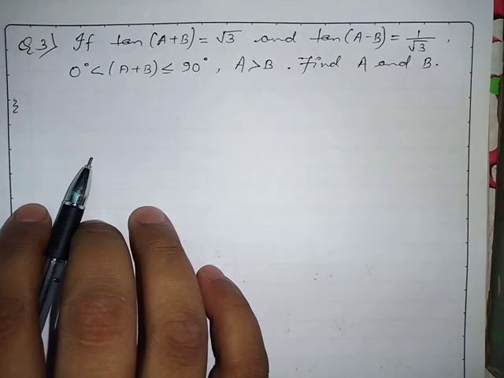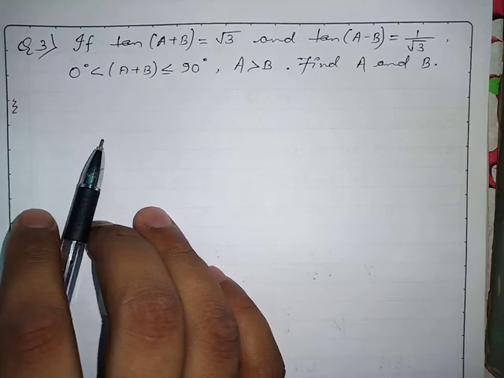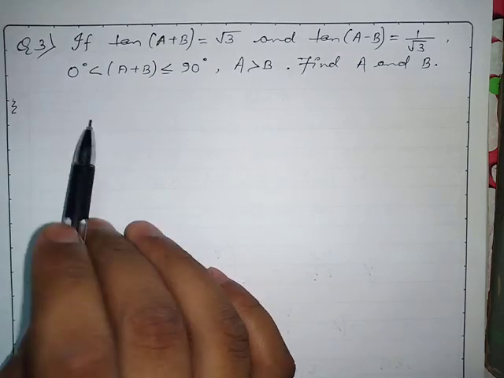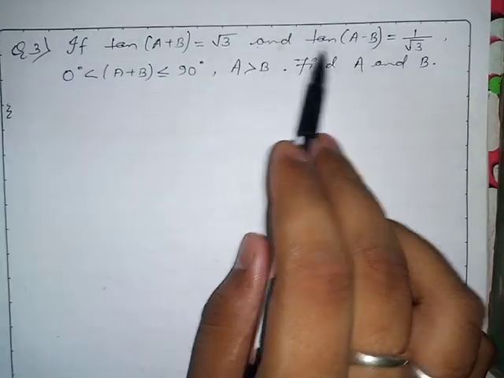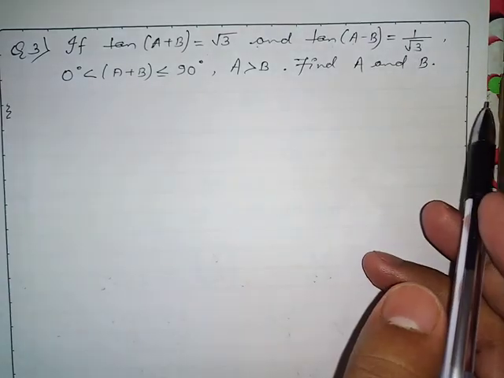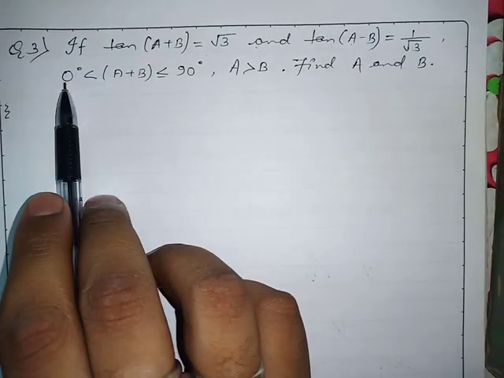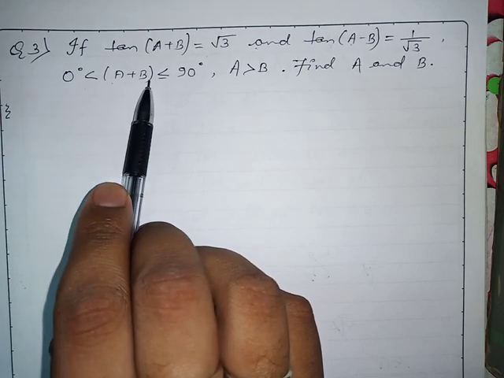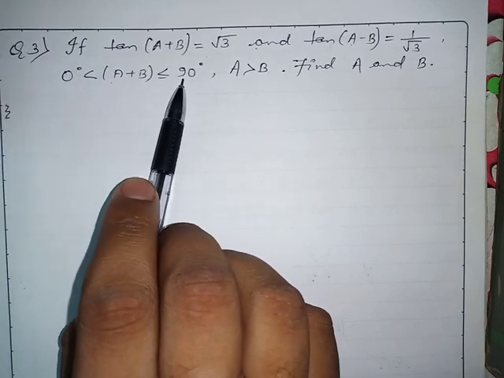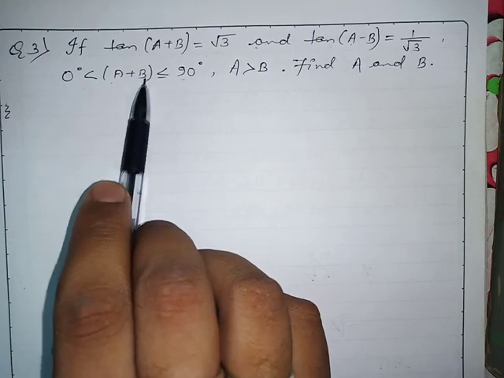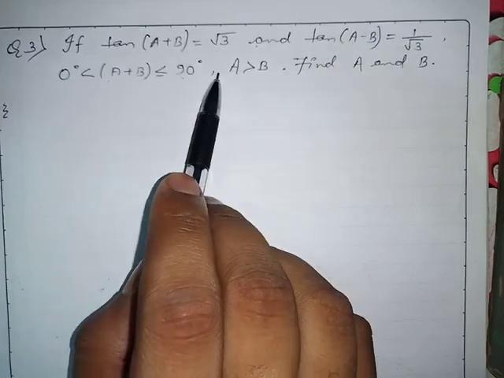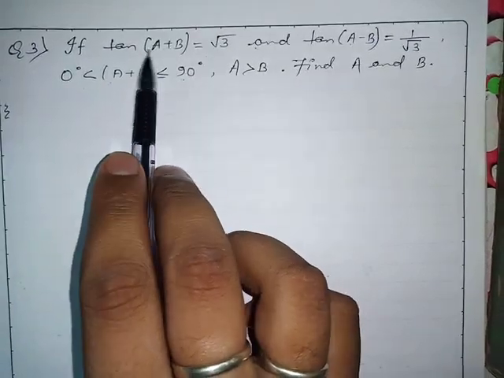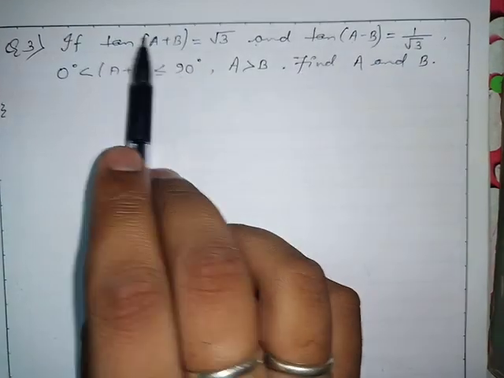Question number 3. Okay, exercise 8.2. This is a very important question from the examination point of view. Okay, if tan(a plus b) is equal to root 3 and tan(a minus b) is equal to 1 upon root 3, and it is written in the question that the value of a plus b is lying between 0 degree and 90 degree. Okay, that means this angle may be equal to 90 degree also, that's why the equal to is here. Okay, and here a is greater than b. Okay, so find a and b, you have to find this angle a and b.